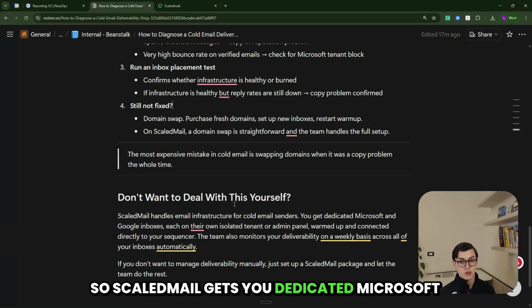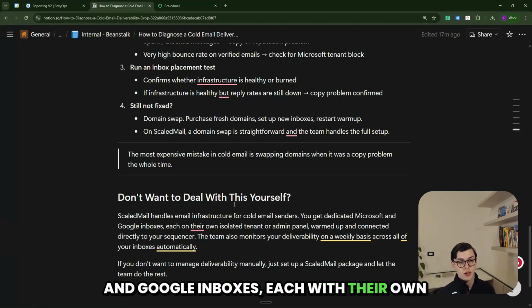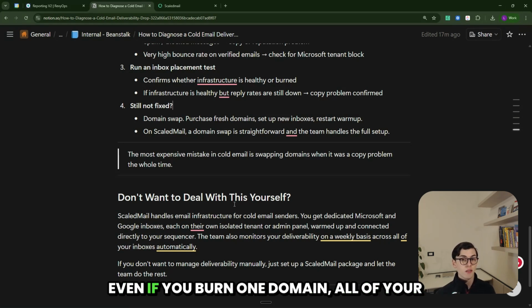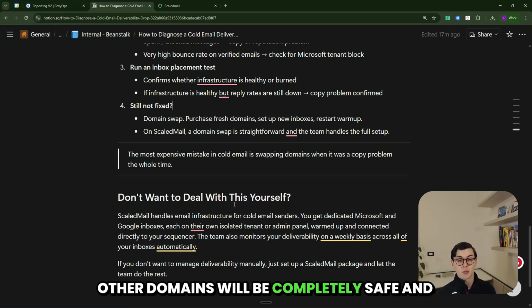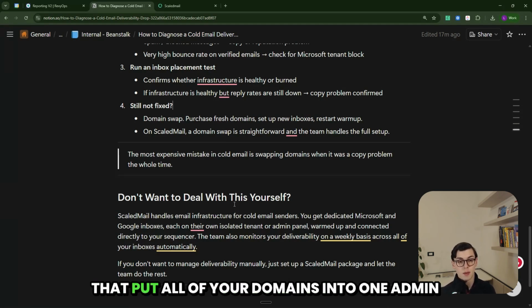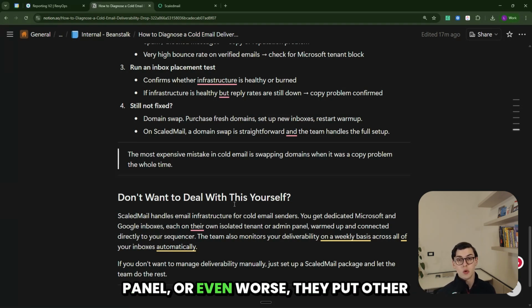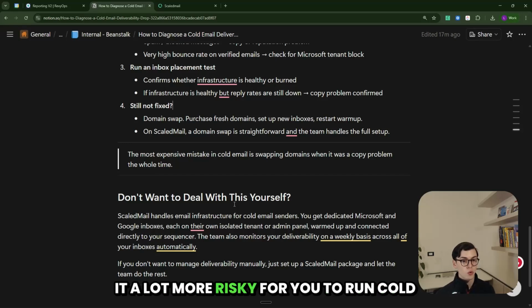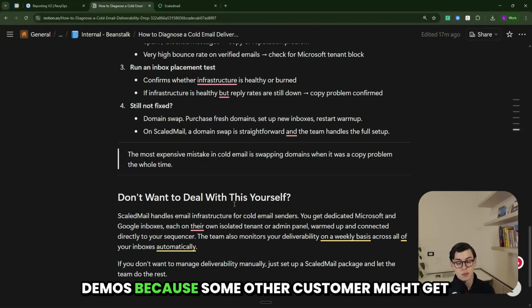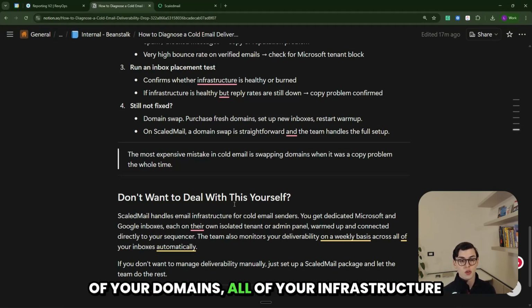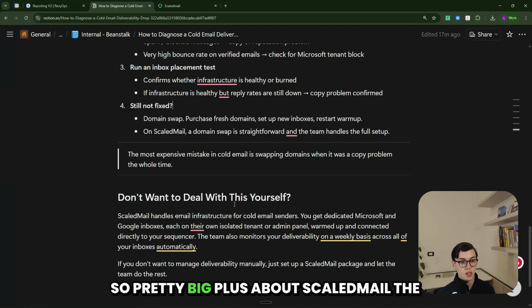ScaledMail gets you dedicated Microsoft and Google inboxes, each with their own isolated tenant or admin panel, right? So one admin panel per domain, which means that it's the safest type of approach. Even if you burn one domain, all of your other domains will be completely safe and your entire infrastructure will be safe. This is unlike some other providers that put all of your domains into one admin panel, or even worse, they put other customers' domains into your admin panels, making it a lot more risky for you to run cold emails, because some other customer might get their domains damaged, and then suddenly all of your infrastructure is damaged as well. So pretty big plus about ScaledMail.